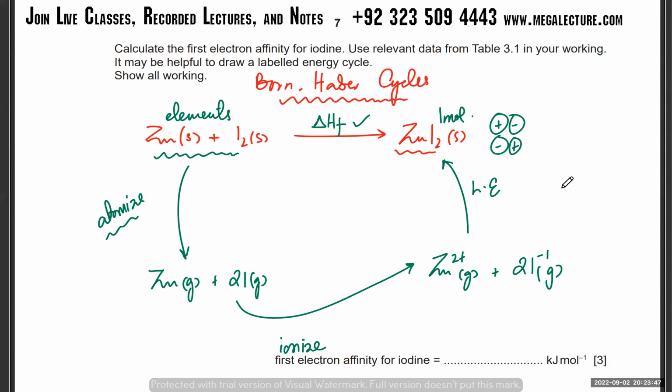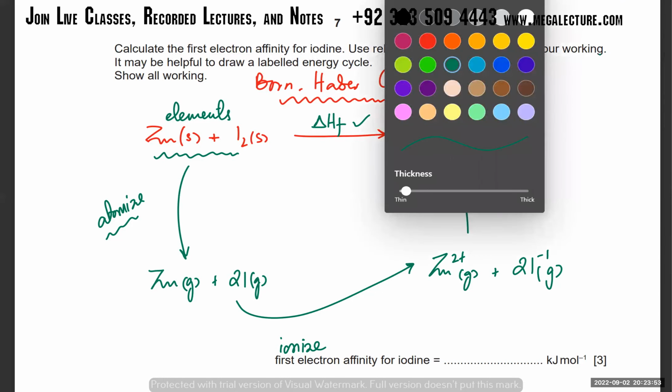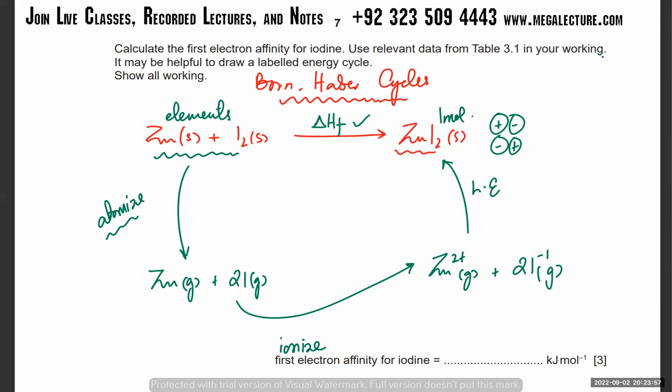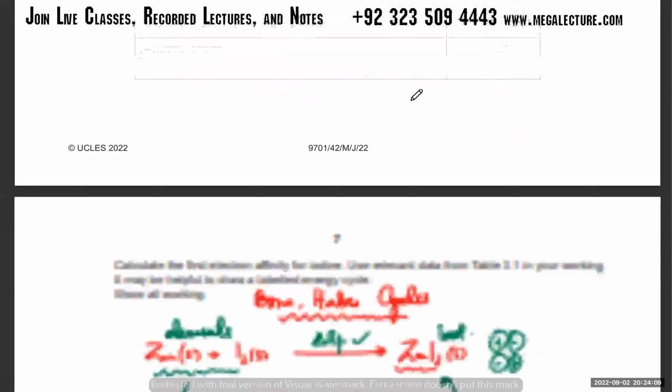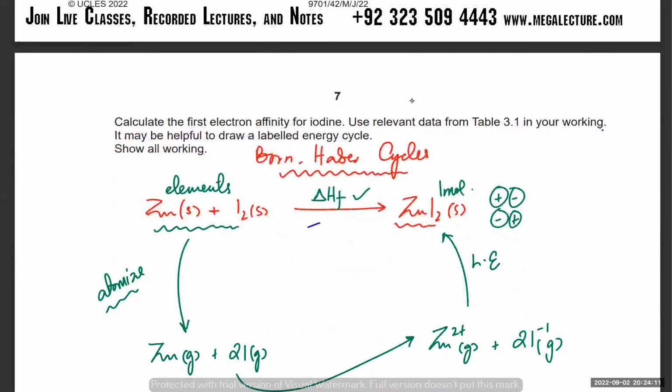Yes, sir. So all you have to do is fill in the values for this, and we've got a table on the other page. So we're going to use those. First thing, enthalpy of formation of zinc iodide, is that given? The standard enthalpy change of formation of zinc iodide is minus 208. This value is provided, right?